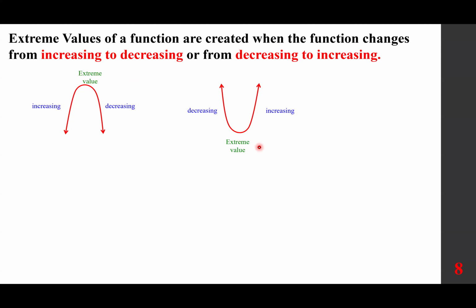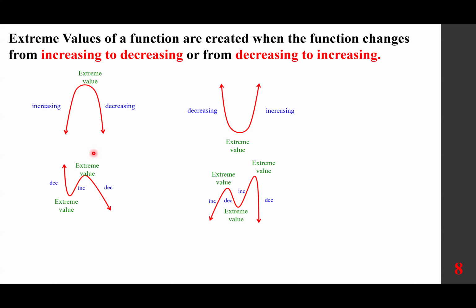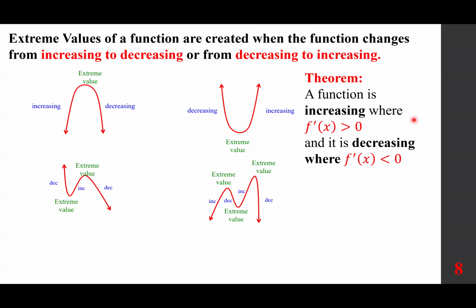And we can see it with more graphs: decreasing, increasing, decreasing. The change would be local min, local max. This one: increasing, decreasing, increasing, decreasing. There are changes. This one would be local max, local min, local max. So in short, as it changes from increasing to decreasing, it's a local max. As it changes from decreasing to increasing, it's a local min. So a function is increasing where f prime is positive and it's decreasing where f prime is negative.